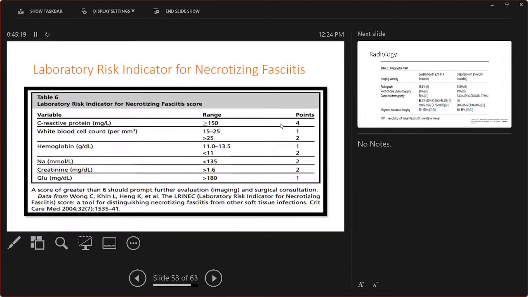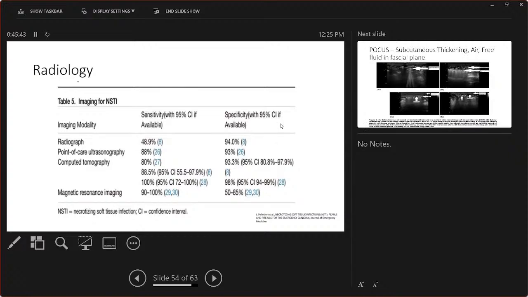Next is the laboratory. The systemic signs can be investigated by the laboratory risk indicator of necrotizing fasciitis, the LRINEC score. A score greater than 6 should prompt further evaluation with imaging. That includes C-reactive protein, WBC, hemoglobin, sodium, creatinine and glucose. Radiologically, the sensitivity of point of care ultrasound is high, around 88%, but MRI is 100%.